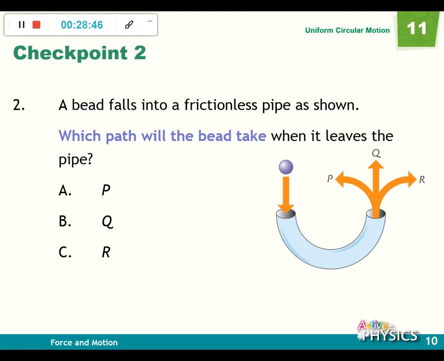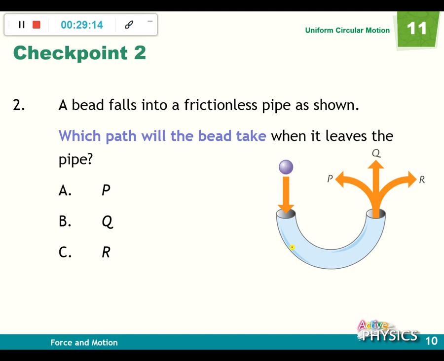Question number 2. We have a bean, a little pig, falling in a frictionless pipe like that. Which path will the bean take when it leaves the pipe? When you put it in, it will come out. When it comes out, what will happen? Is there any centripetal force? I'm not sure, but I want to explain it here.